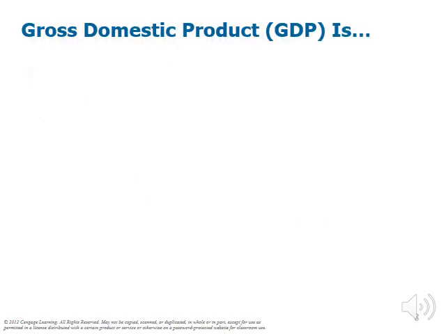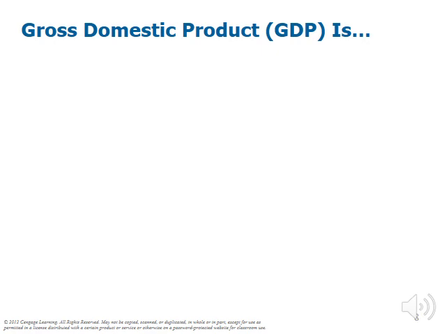Let's define gross domestic product. Let's look at this definition in detail. Gross domestic product, or GDP, is the market value of all final goods and services produced in a country in a given period of time. We will break down this definition piece by piece to understand each of its components.